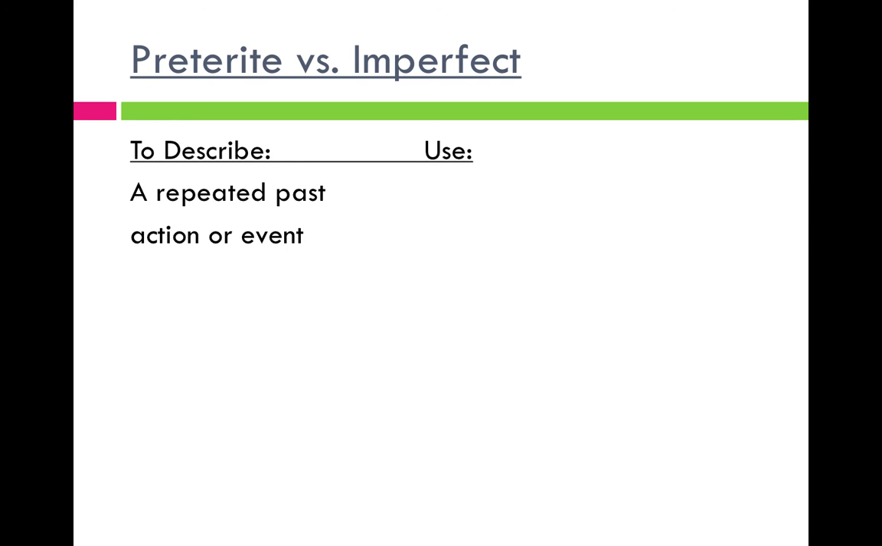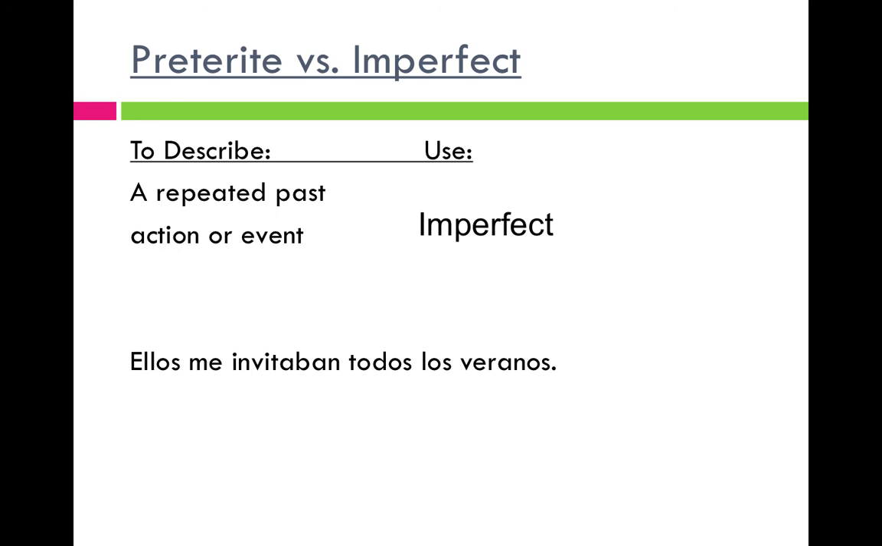A repeated past action or event. Which one are you going to use, the preterite or the imperfect? If you chose the imperfect, you are correct. Ellos me invitaban todos los veranos.